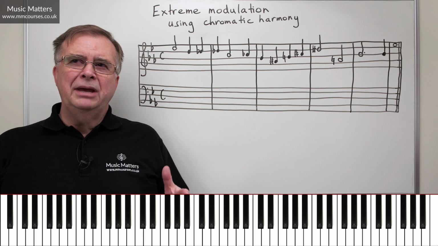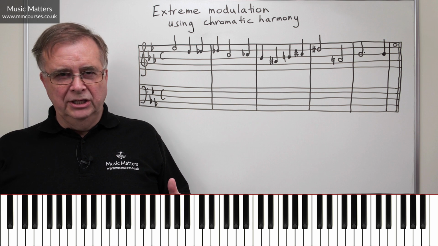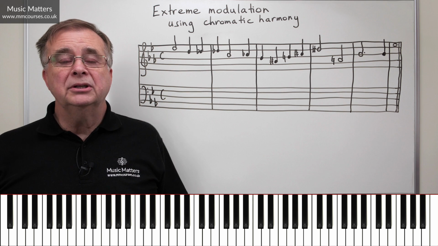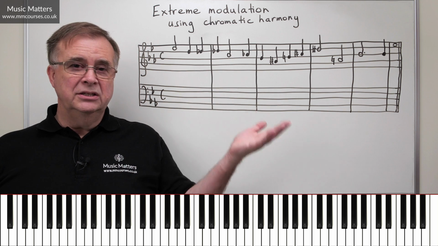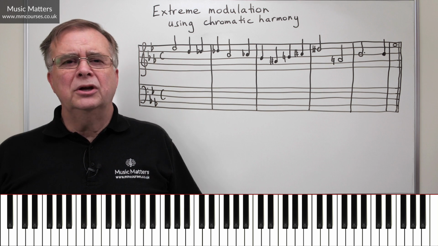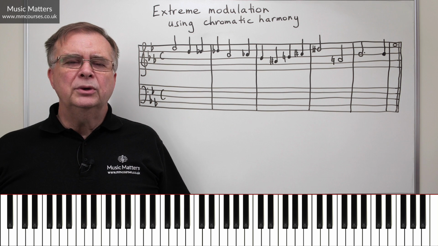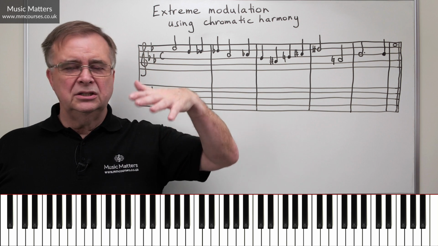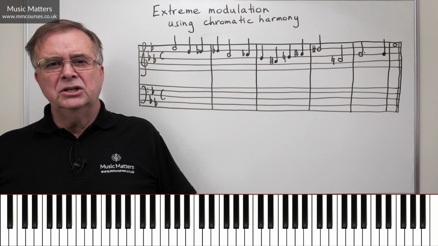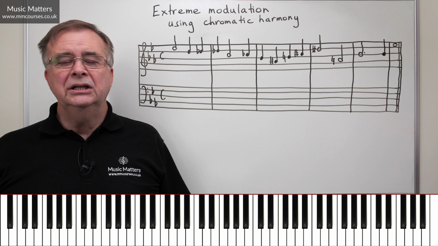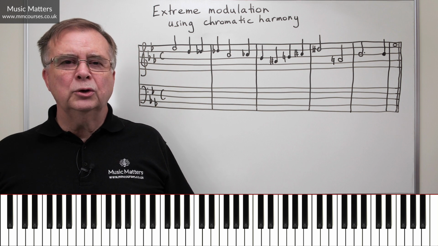So if you're in C major and you want to go to G major, it's only one key away. You've only added one sharp, lots of pivot chords. If you want to go to F major from C major, it's only got one flat, so lots of pivot chords. But if you want to do something much more extreme, like go from C major to A flat major or D flat major or B major or F sharp major, then it's difficult to find pivot chords.